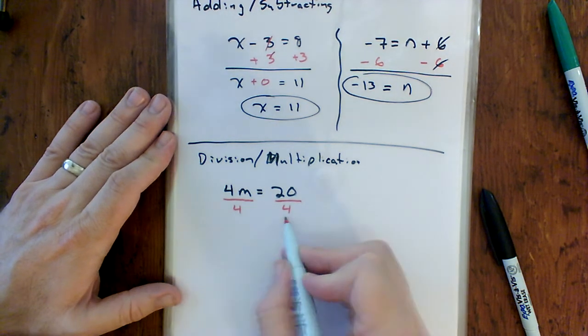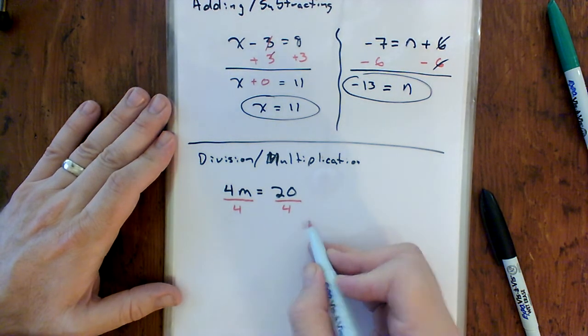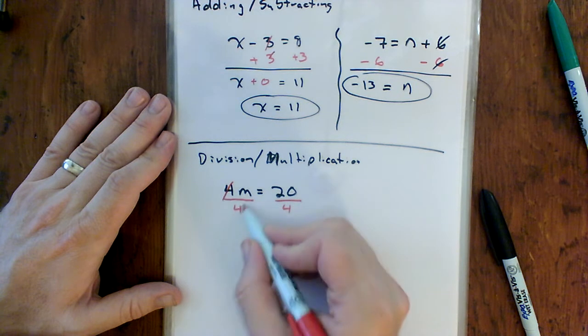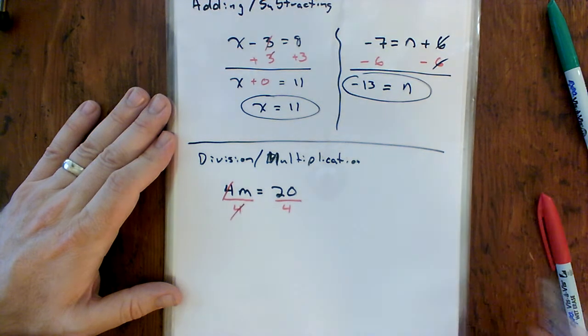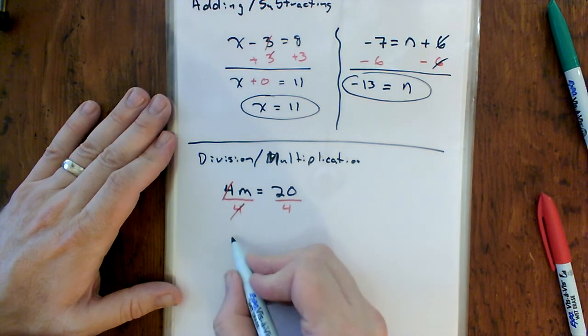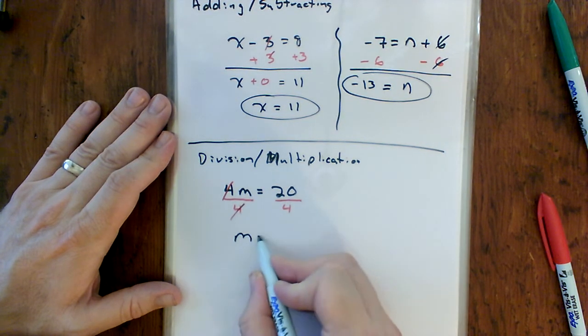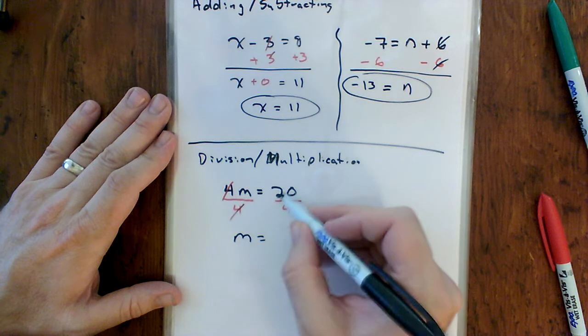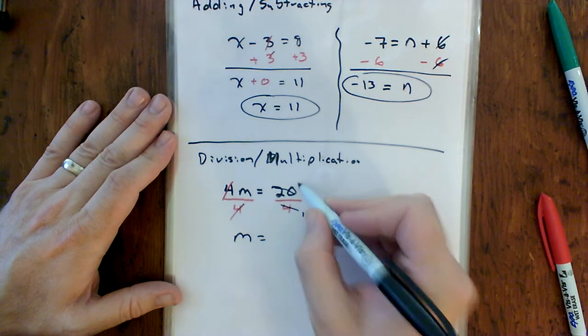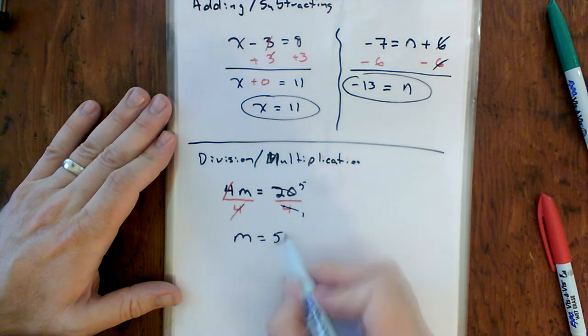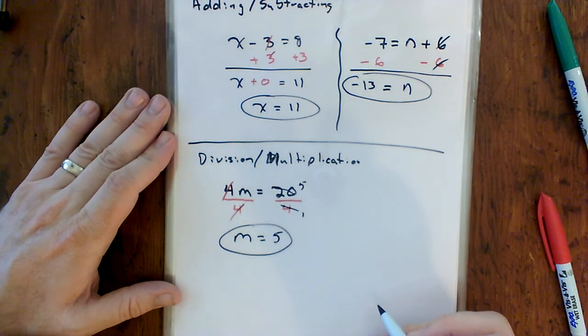When I divide both sides by the same number, we can reduce these things just like a fraction. 4 goes into 4 one time. We'll be left with m on this one side. 20 divided by 4 will be 5. And there's our answer.